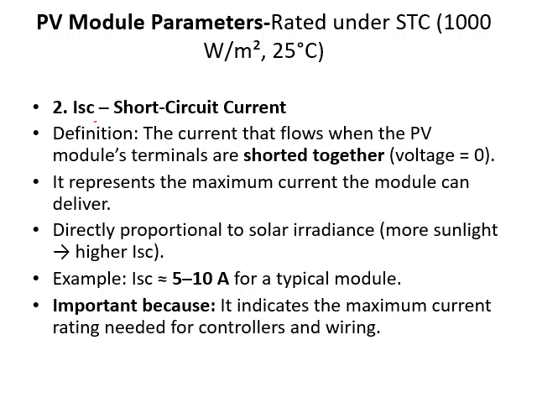The short circuit current is the current that flows when the PV module's terminals are shorted together. That means the voltage is zero. It is the highest amount of current the module can deliver. For a typical module, it is between 5 to 10 ampere. It is important because it indicates the maximum current rating needed for the controllers and wiring, because wiring will get heated depending on the current's value. So you need to know what type of wiring is required to handle the maximum amount of short circuit current.